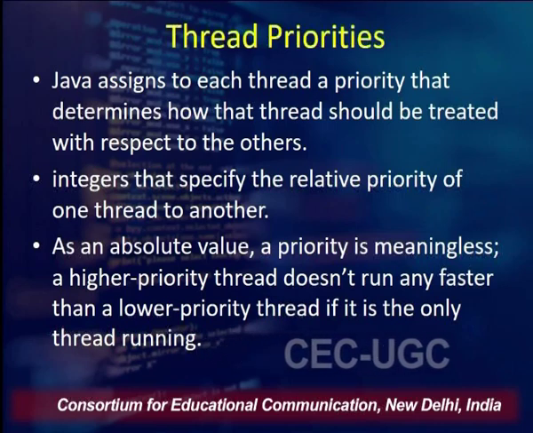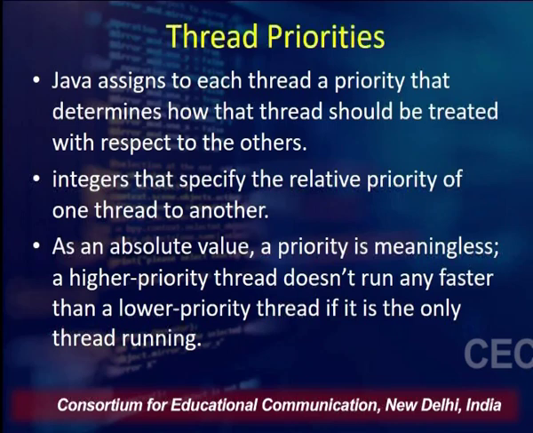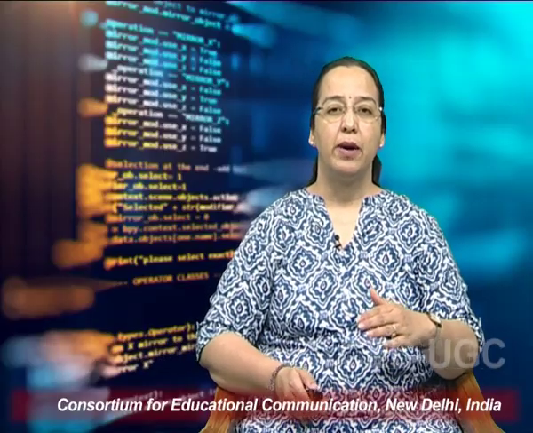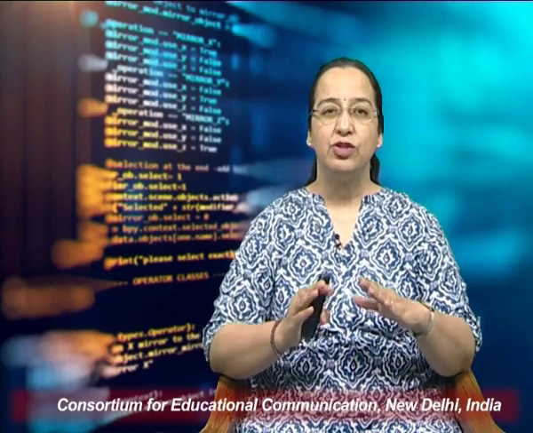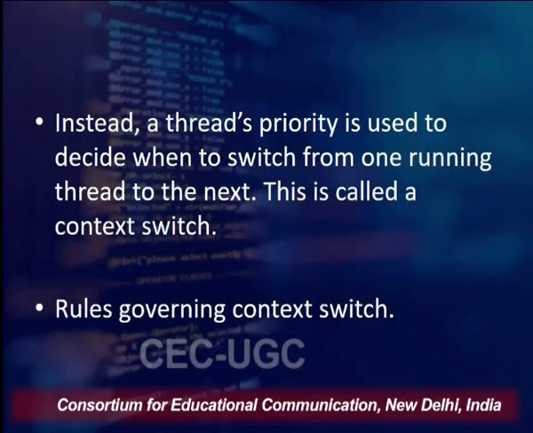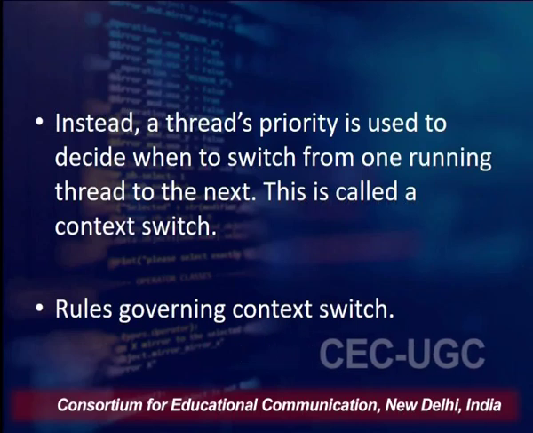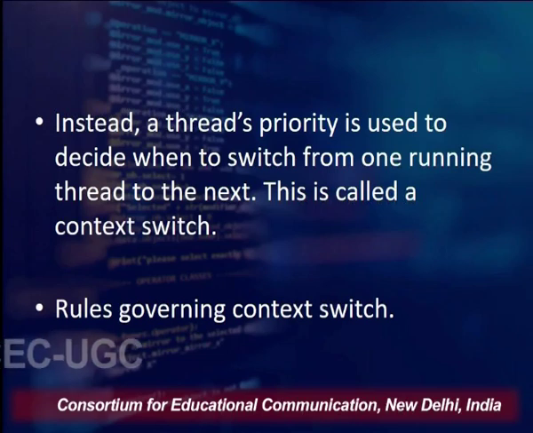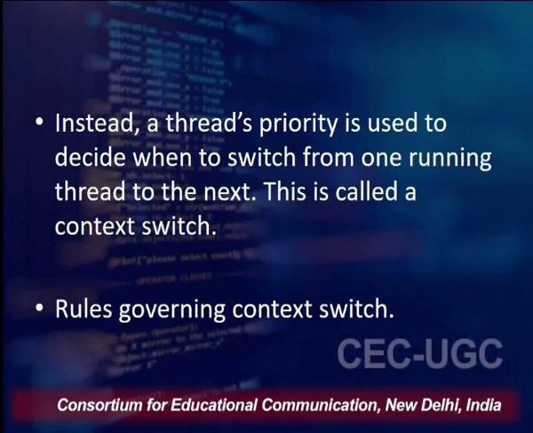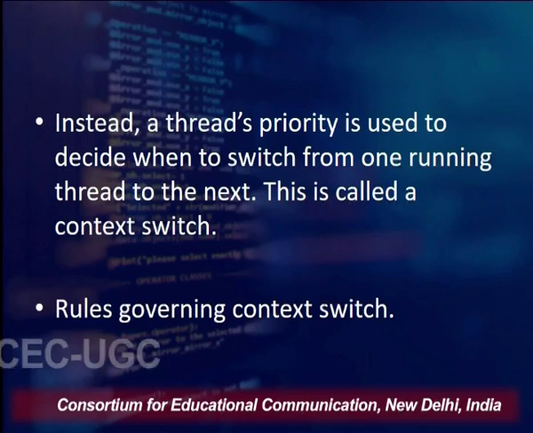A higher priority thread does not run any faster than a lower priority thread if it is the only thread running. There can be a higher priority and a lower priority only if there are at least two threads running, and thread priority is nothing but absolute integers. Instead, thread priority is used to decide when to switch from one running thread to the next. In operating systems we also call this the context switch.